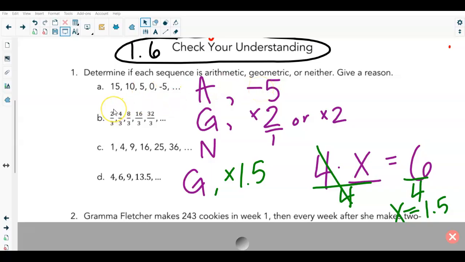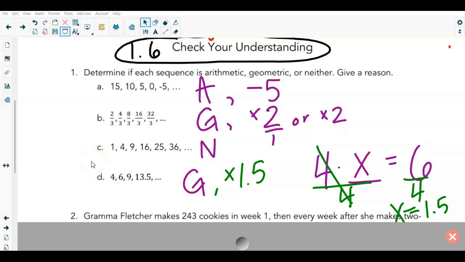The next one is geometric. When we have fractions, we multiply the numerator by something and we multiply the denominator by something. We can see that each numerator is getting multiplied by 2 and each denominator by 1. So you could say it's getting multiplied by 2 over 1. That does simplify to 2, so if you just said it multiplies to 2, that also works.